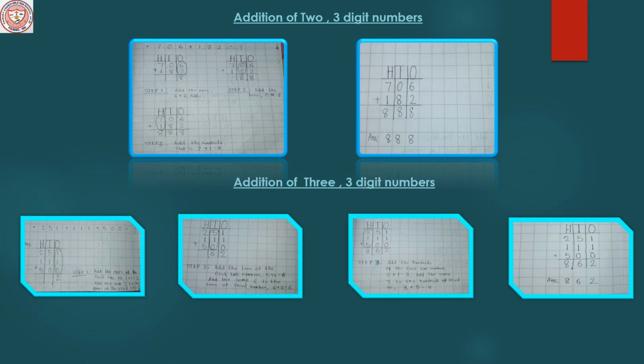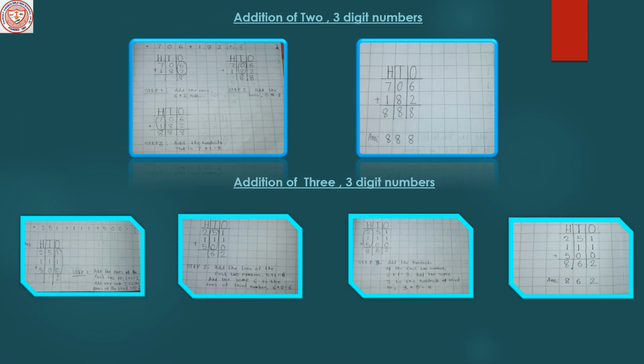By following zero property of addition and by following column method. Never forget to write HTO and never forget to give the addition sign. 706 plus 182. Step 1. Add the ones, that is 6 plus 2 is equal to 8.